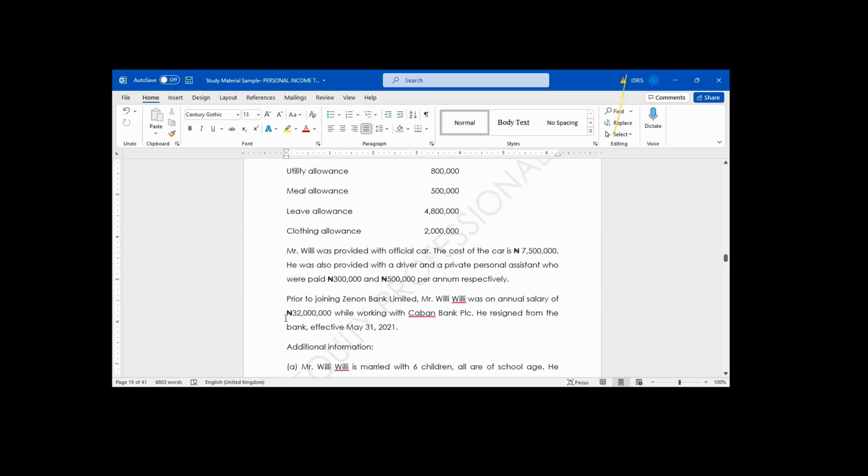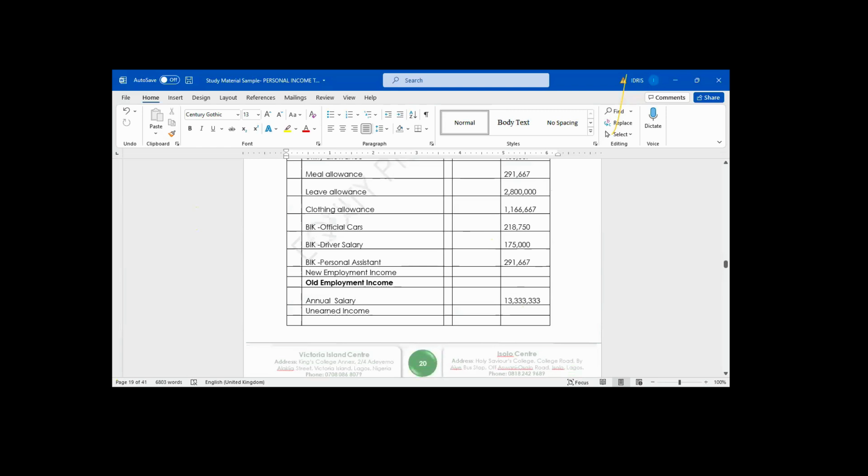So 5/12 times 32 million. How much is that going to give us? 13.333 million. That is how we get this. Under the old employment, the salary is 13,333,333. Do we understand how we get that? Yes, sir.